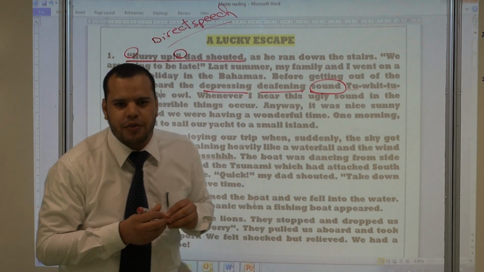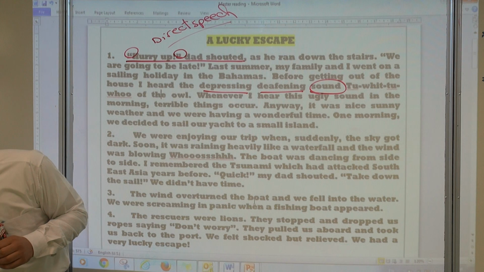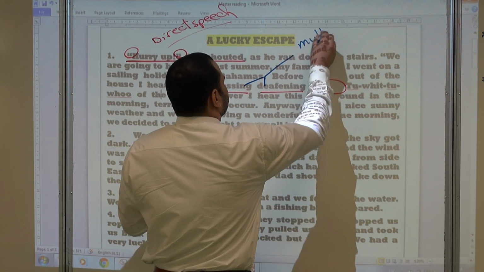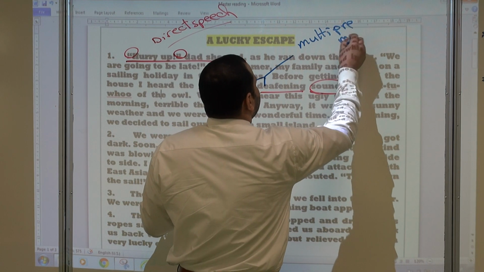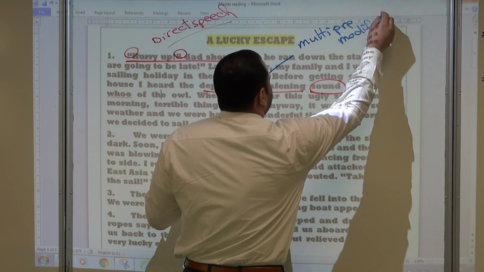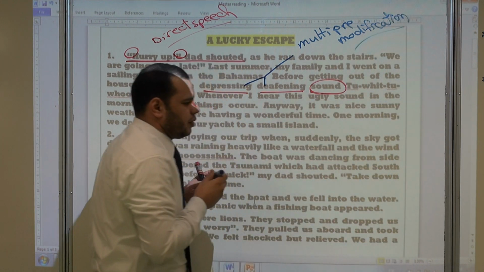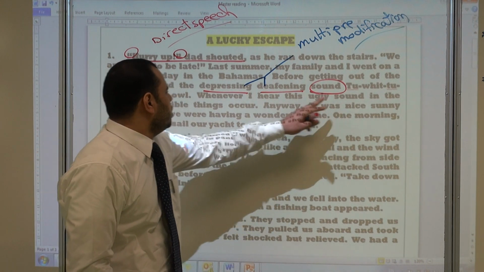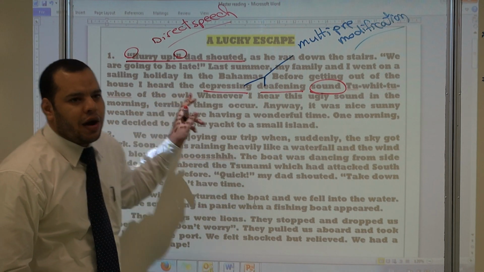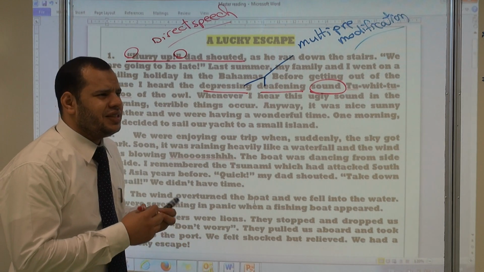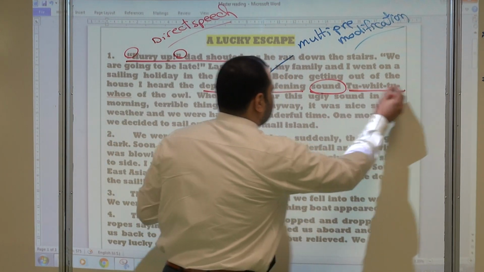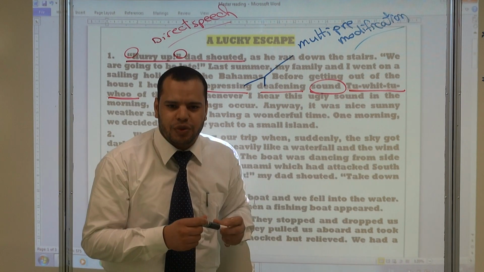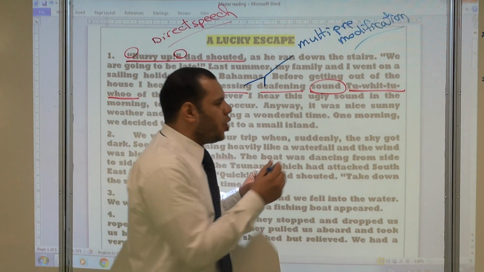What do we call it in a language? We call it multi-pre-modification. "Twit twoo" of the owl. What is this? Is it the sound of the owl? Yes. Twit twoo. What do we call it when the writer writes the sounds in words? We call it onomatopoeia.